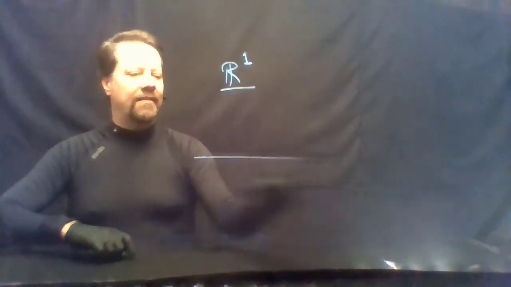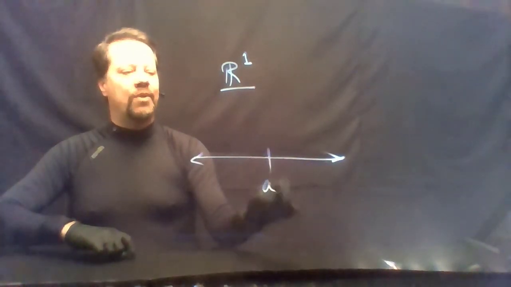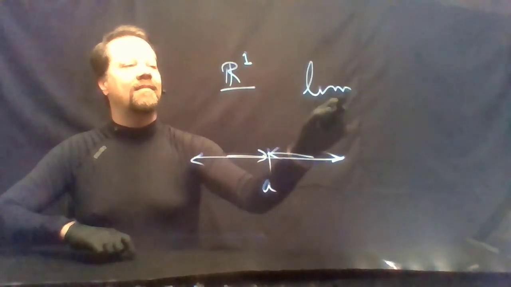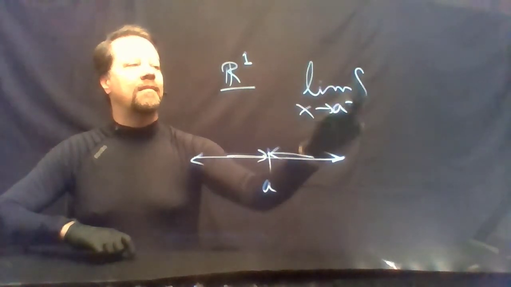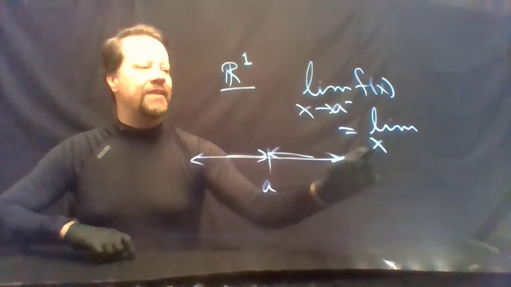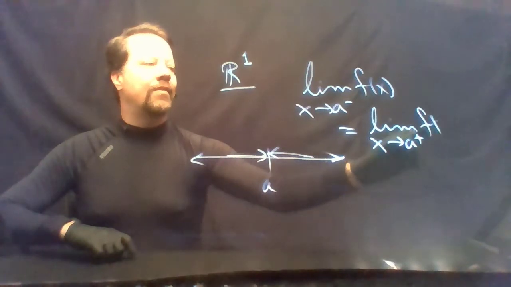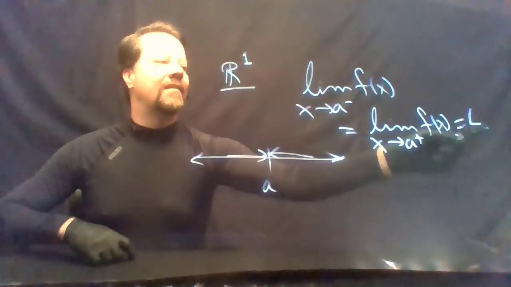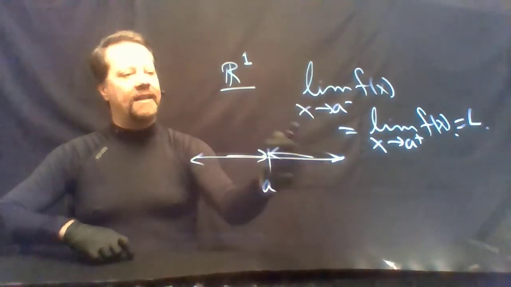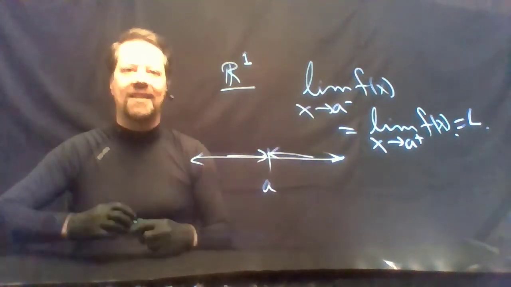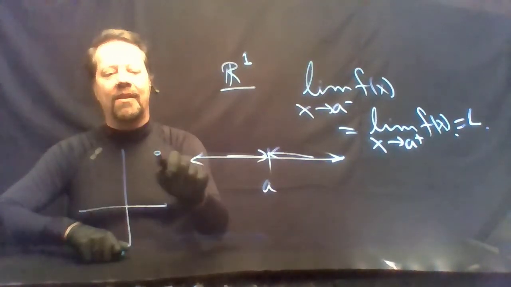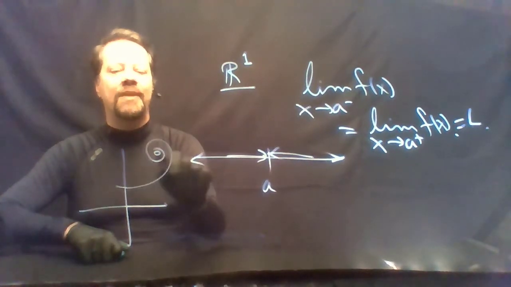Back in R1, there were only two ways you could get to A, from the left and from the right. You'd have to get the limit from both sides to be the same in order for the limit to exist. So if you approach from the left and the right and get the same value, then the limit exists and it's equal to the common value. But that's not going to be the case here in R2 or higher because there are so many different ways you can approach.